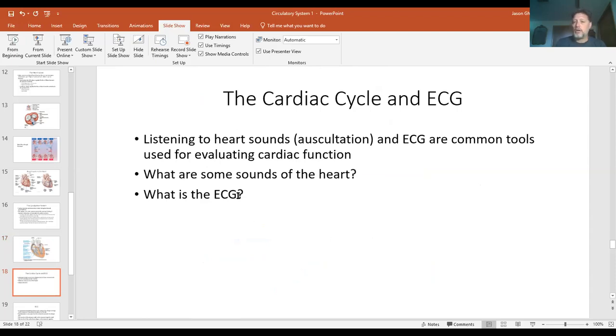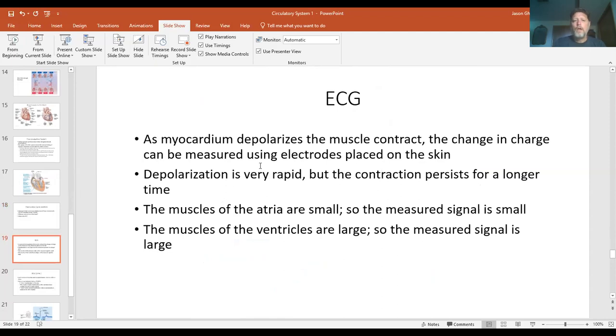EKG, an electrocardiogram. Sometimes you'll see it as ECG, which is the German spelling of still an electrocardiogram. What it does is it measures the depolarization of those muscles. So we can put electrodes in there, and we can detect this. They depolarize very quickly, and they'll pause for a second before they relax.